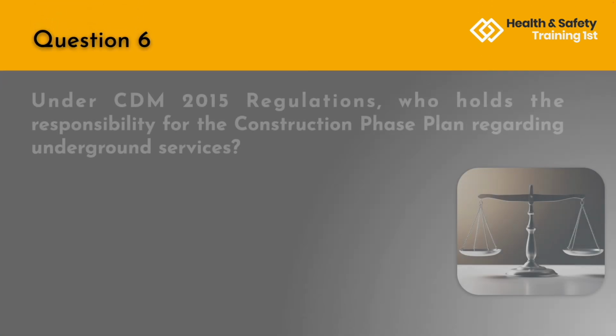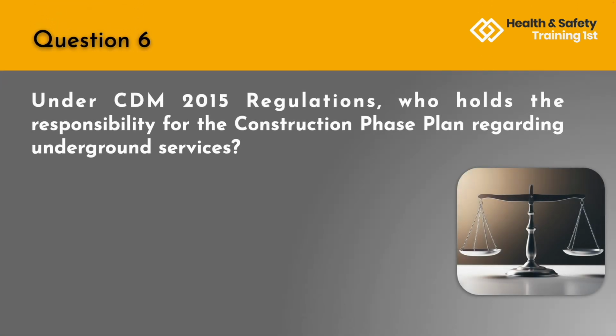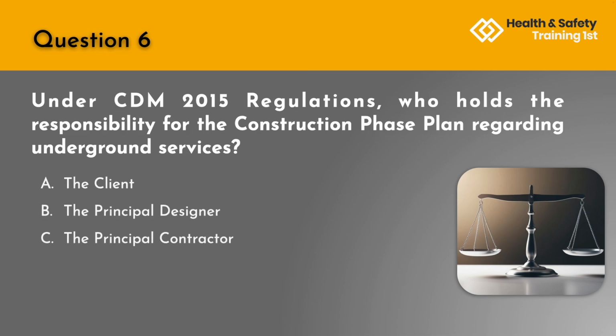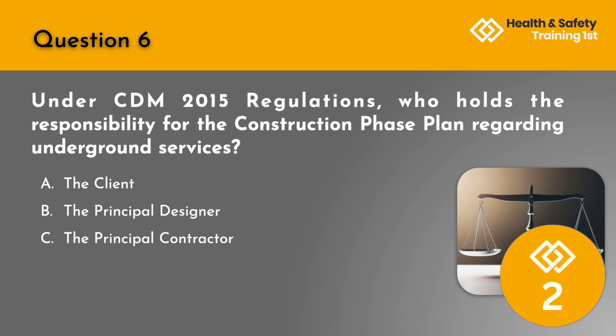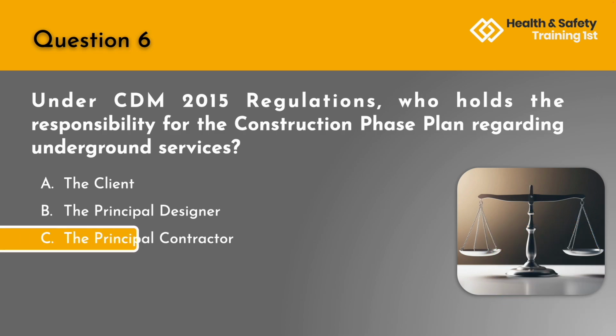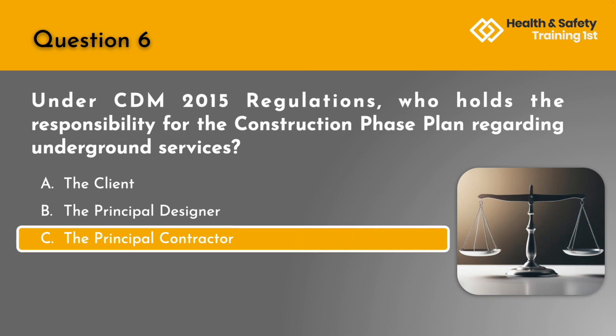Question 6. Under the CDM Regulations of 2015, who holds the responsibility for the construction phase plan regarding underground services? A. The client, B. The principal designer, or C. The principal contractor? The correct answer is C. The principal contractor.